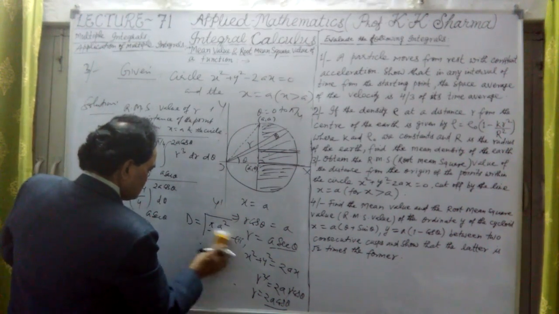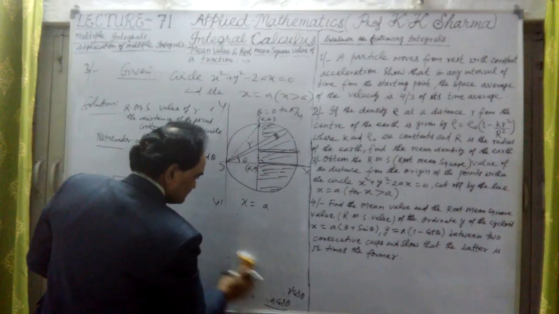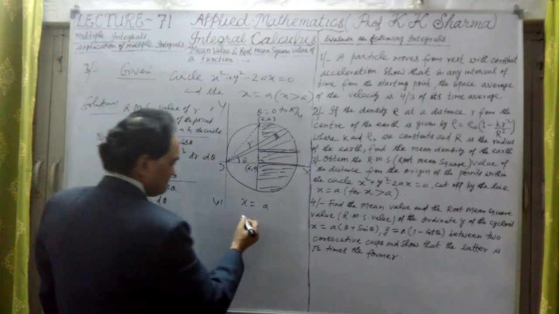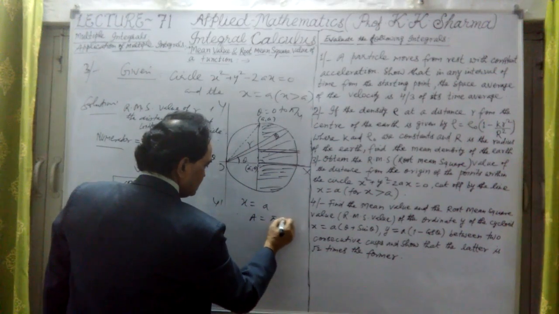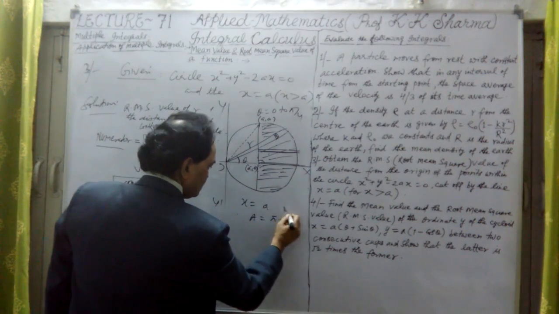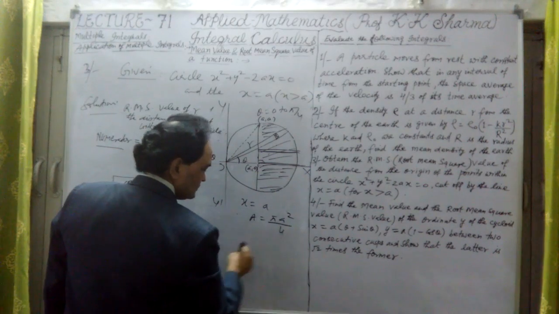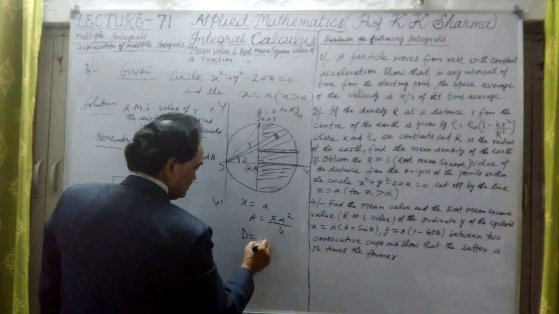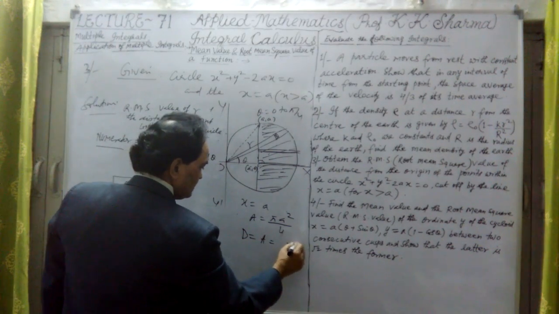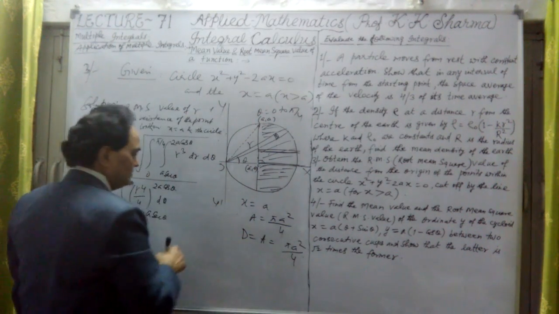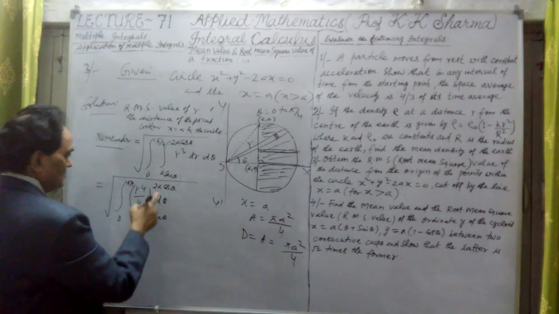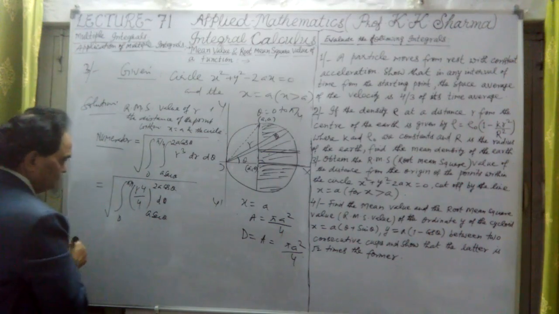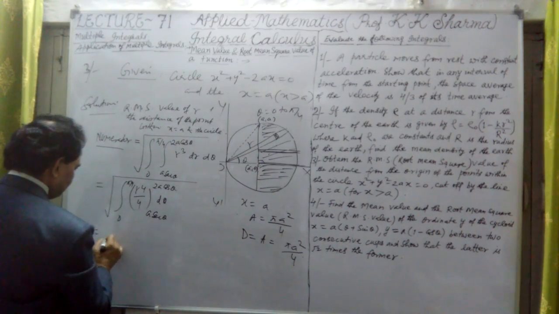So the denominator, the area of the quadrant here, is pi a square upon 4. This is the value of the denominator, which we will apply finally. Now we are calculating the numerator of this root mean square value, which is this one. So I have to substitute the limits here.